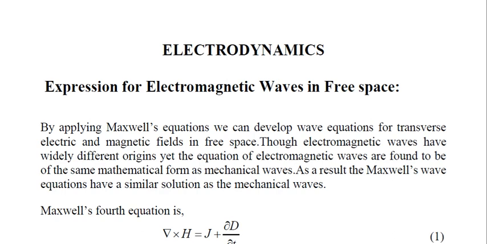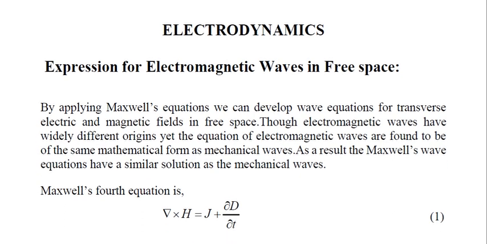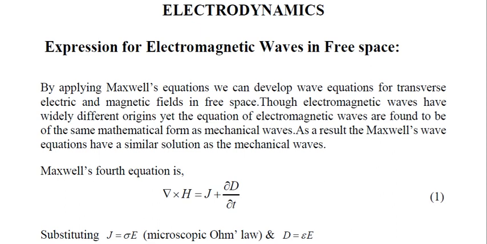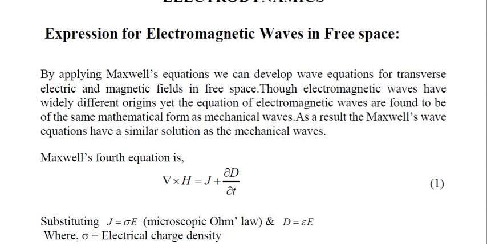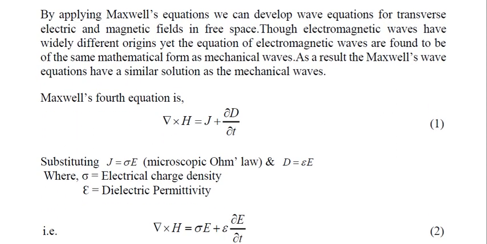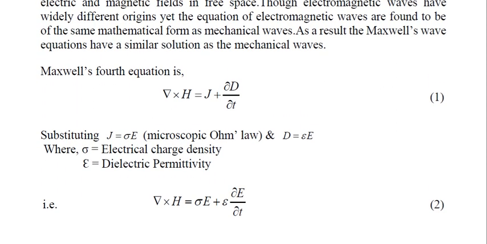First, we have to use Maxwell's fourth equation. Maxwell's fourth equation is del cross H is equal to J plus partial derivative of D. H is magnetic field intensity, J is current density, and D is the electric flux density. We consider this as equation number 1.